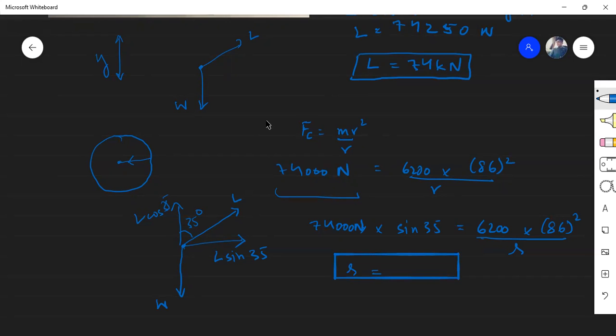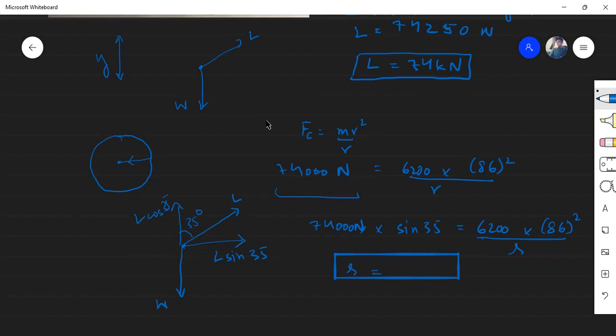Okay. So R equals mv squared over F, which is... how do you work out what L sine 35 is?